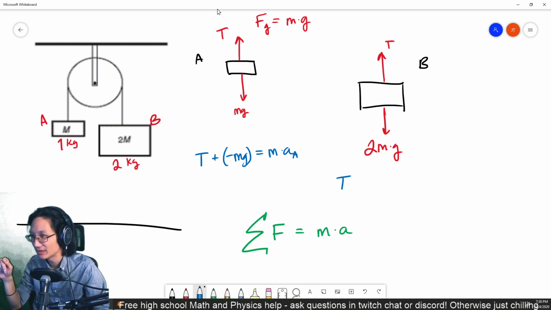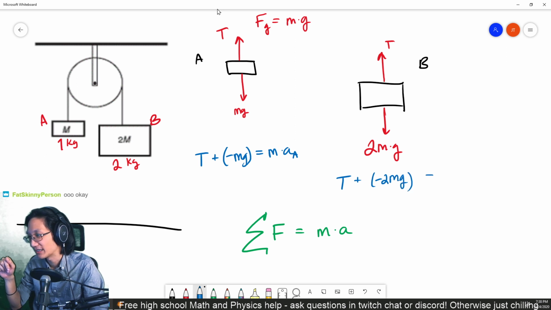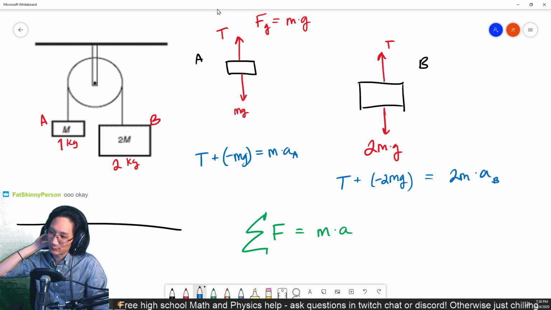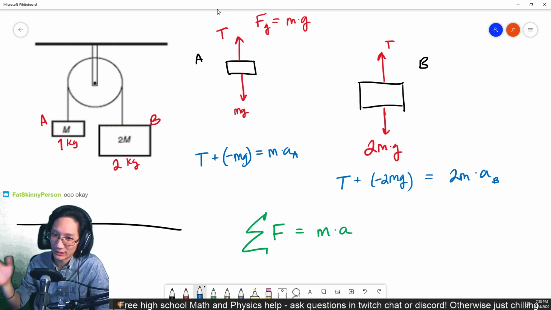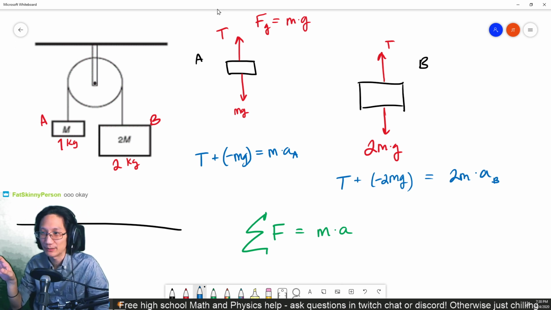He has tension up, and then he has negative 2mg downwards, and that needs to equal his mass, which is 2m, times his acceleration, which I'll call the acceleration of block B. Okay, now the reason I bring this up is that the A's are different, because block A is going to move up and block B is going to move down, right? That means that the actual numbers that represent their acceleration are going to be different numbers.